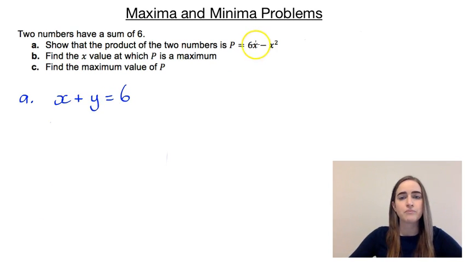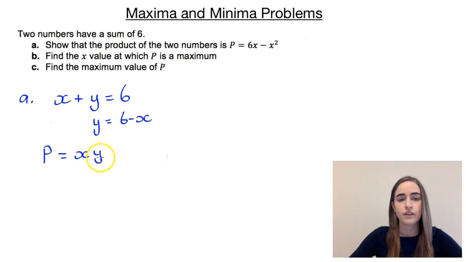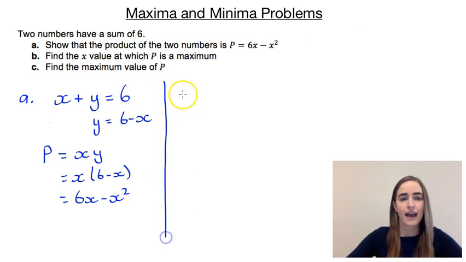Now if we rearrange that, because what we're aiming for doesn't have any y's in it, let's make y the subject. So y is equal to 6 minus x. Now if we're finding the product of these two numbers, the product is x times y. But again, we don't want that y term in there, so we replace it with this 6 minus x that we got from rearranging. So we have x outside of 6 minus x, and if we expand that out, we end up with 6x minus x squared. All right, so that's part A.